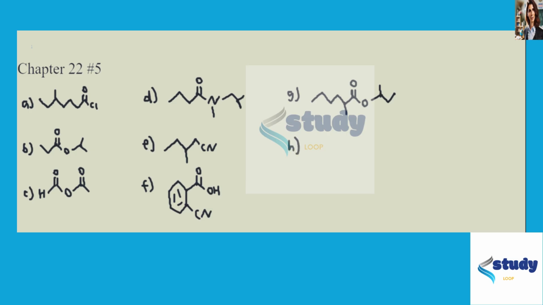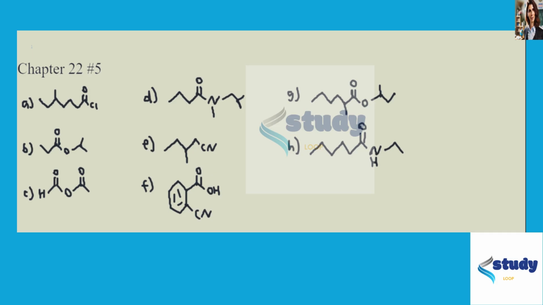And so lastly, for H, we have N-ethyl hexanamide. Okay, so hexanamide, 1, 2, 3, 4, 5, 6. So here is hexanamide. And then N-ethyl, 1, 2. So there's our ethyl group on the nitrogen. And nitrogen always makes 3 bonds. So we need to put 1 hydrogen on it. Okay, and so there we go.